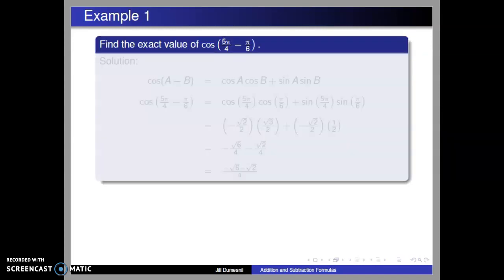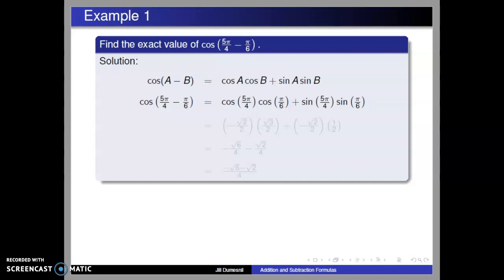Let's find the exact value of cosine of 5 pi over 4 minus pi over 6. Note that if we combine the fractions in parentheses, we get 13 pi over 12, and we do not know the value of cosine of 13 pi twelfths. Thus, we will use the formula for cosine of a difference shown here.